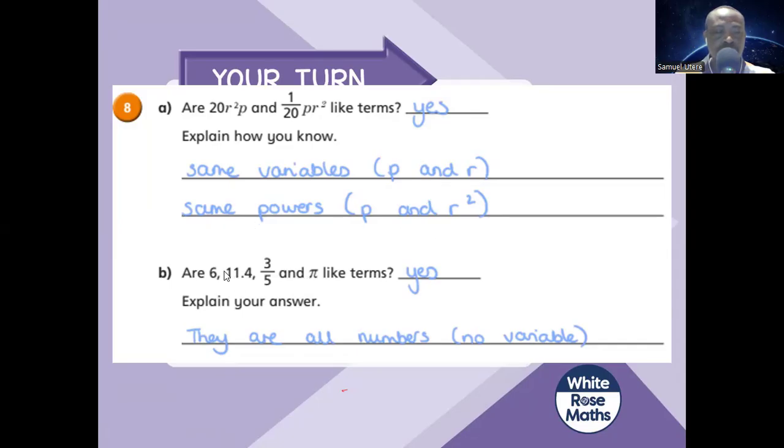Then here, you ask, are these and pi like terms? Yes. So pi is actually a constant. But is this a constant? If you press your calculator, you see that you have a long number. So 3.142 something, something, something. So they are all constants.